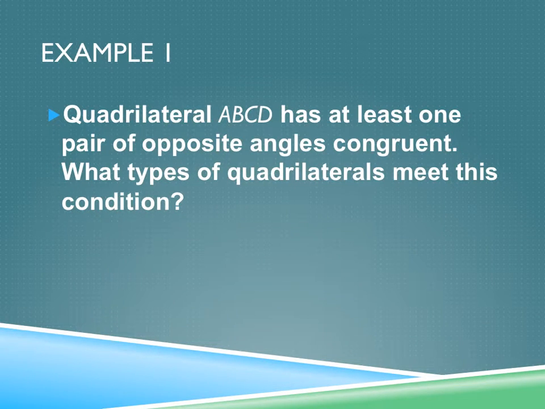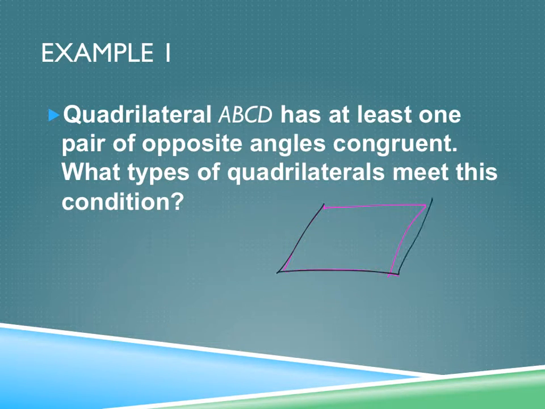Okay, so now you got to think about it in reverse. If I give you specific information, which of those quadrilaterals is it applying to? And which one does it have to apply to? So it says quadrilateral A, B, C, D has at least 1 pair of opposite angles congruent. What type of quadrilateral meets this condition? So what does at least mean? It could be more than 1.